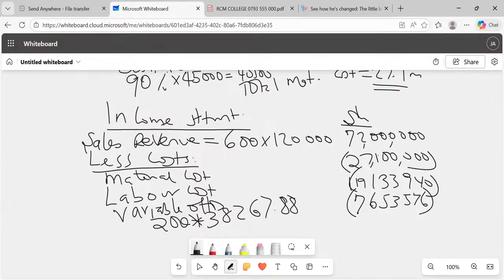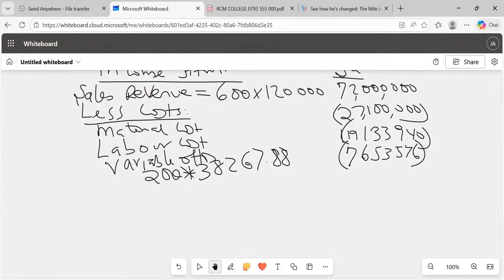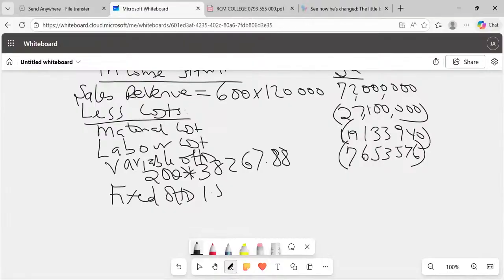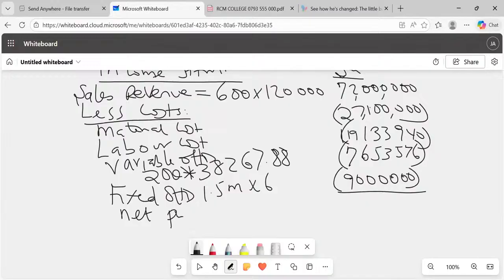Because we are looking for profits, it'll also be nice for us to bring on board the fixed overheads, isn't it? So have they given me any note on fixed overheads? How much? Per month. So for 6 months, it'll be 1.5 million times 6, which gave you guys what figure? 9 million. Which then will be able to give me my net profit.